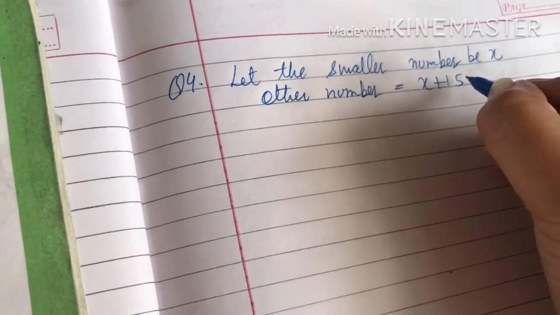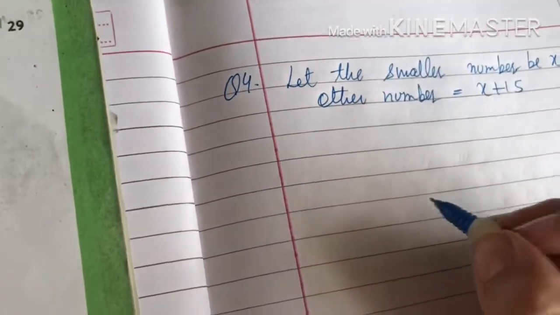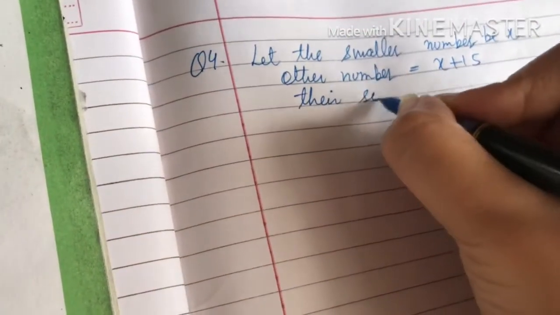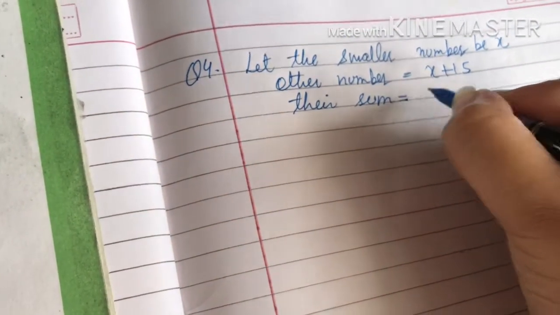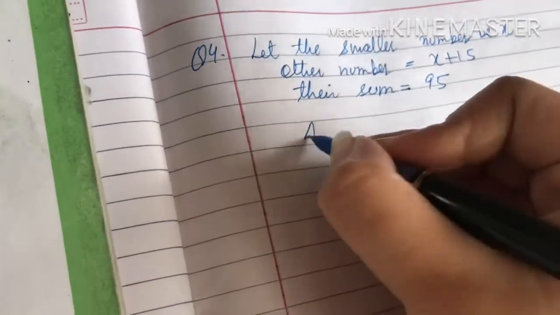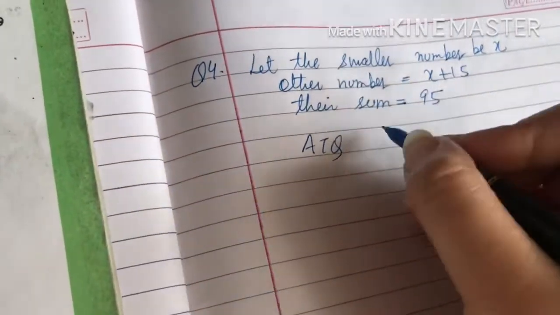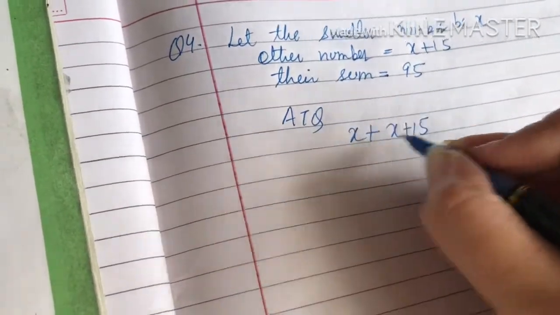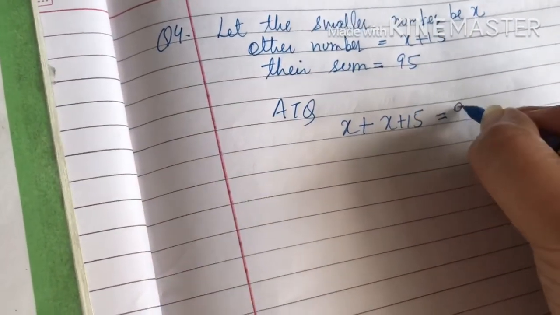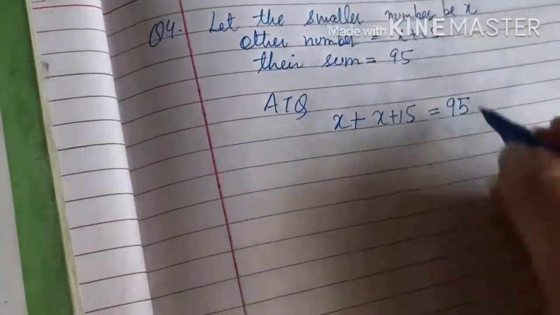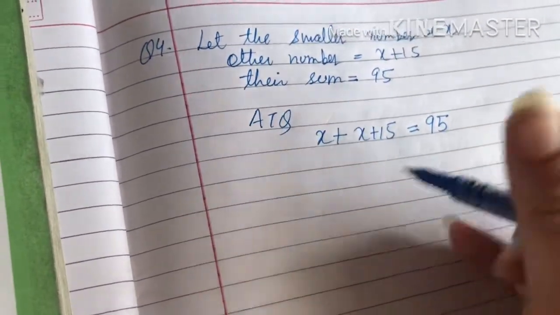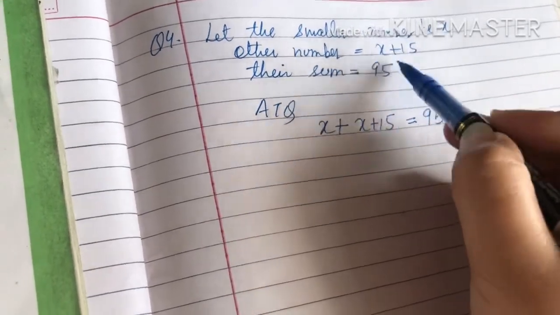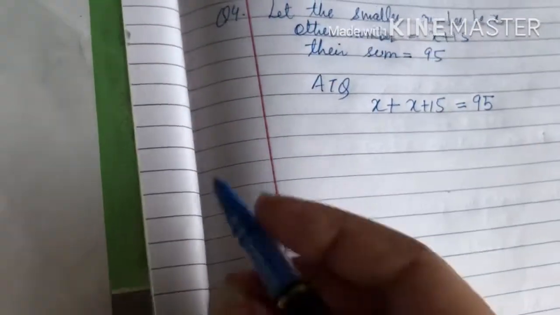If you add 15 to x, you will get the other number, and their sum is how much? Their sum is 95. Now according to the question, x plus 15, the first number, and x, the second number, their sum is 95. Now from this you can find the value of x. That will be your smaller number, and x plus 15 will be your other number.